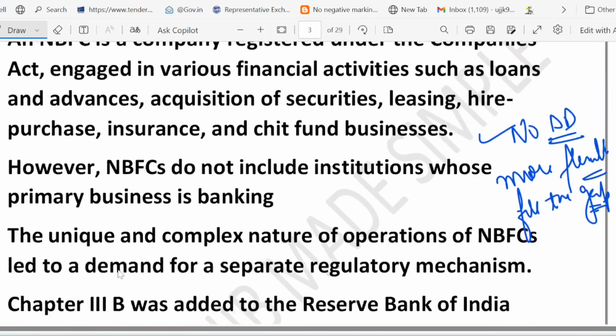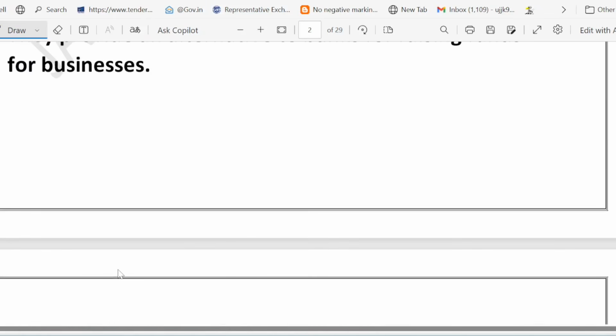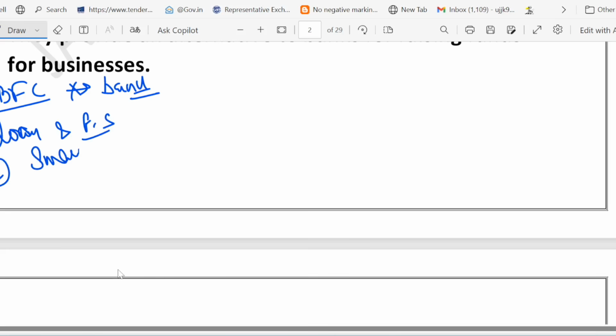So what we learned from this discussion is, let us summarize the facts. We come to know that NBFC is called non-banking financial company. They work like a bank but are not a bank. They provide loans and financial services. Second thing, they help small businesses and rural areas.